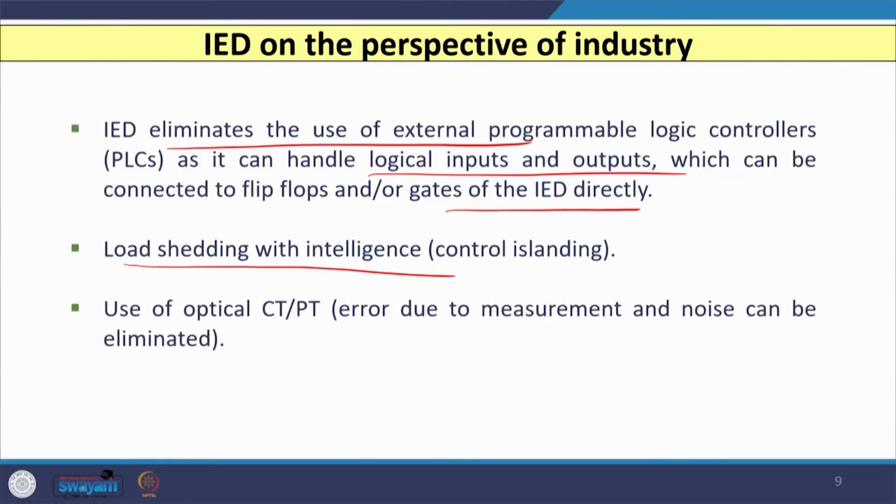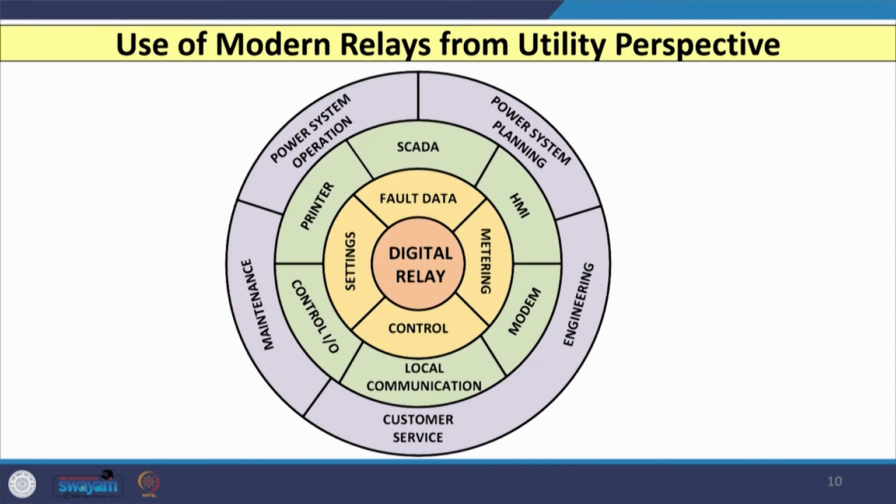If I use the optical CTs and PTs, then errors which occur because of noise or because of measurement can definitely be eliminated if I use IED along with optical CTs and PTs. Now, if I use the modern relays, be it a digital relay or numerical relay or IEDs, anything, this can be applicable to IED also, right.